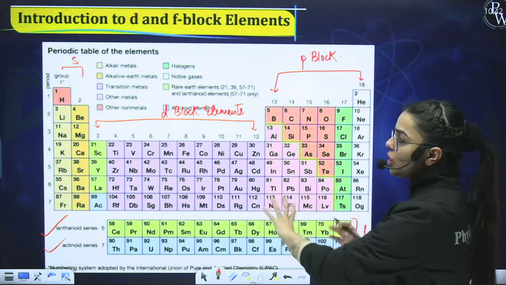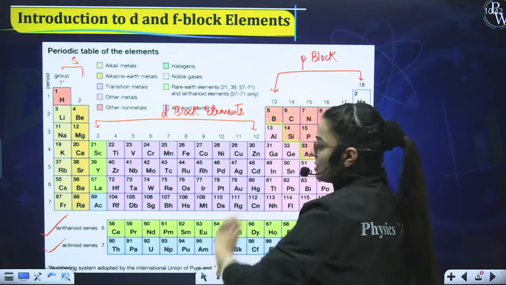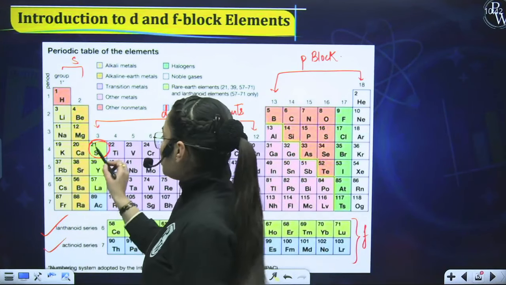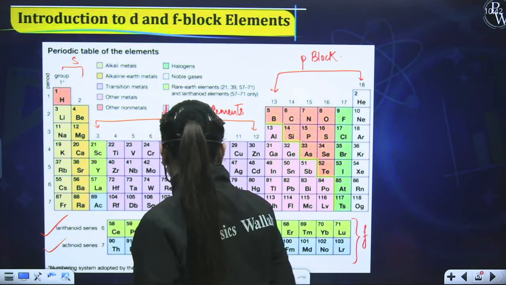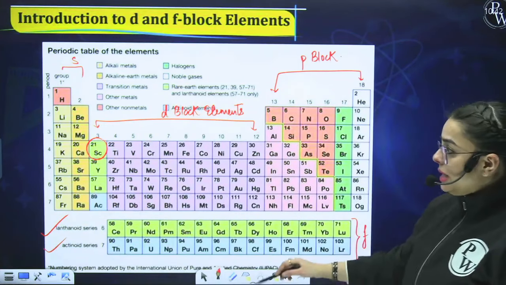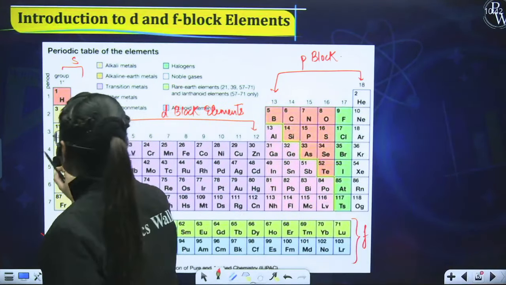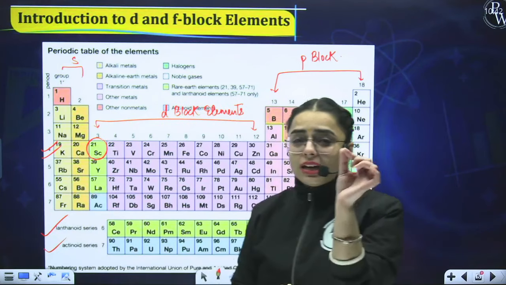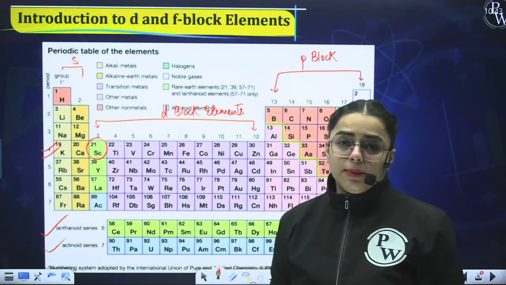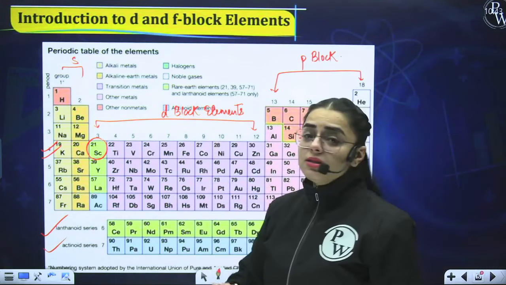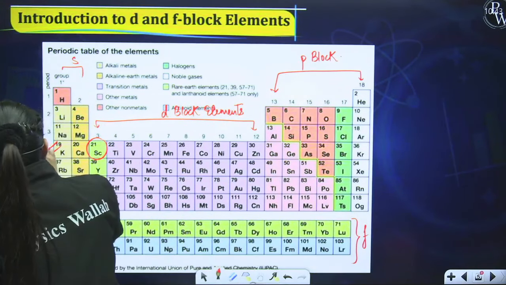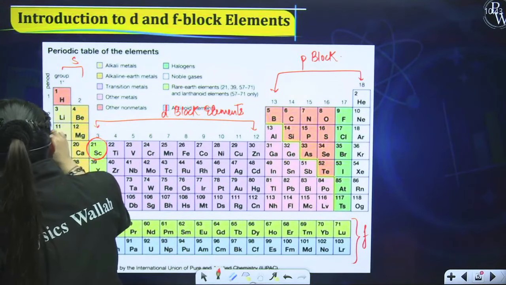Now students, if I talk about the D block elements, as you can see, it starts from scandium, whose atomic number is 21. And the D block elements start from the 4th period. These are very basic things that you observe from the periodic table directly. What I'm saying is, D block elements start from the 4th period. You can even mention over here, they start from the 4th period.